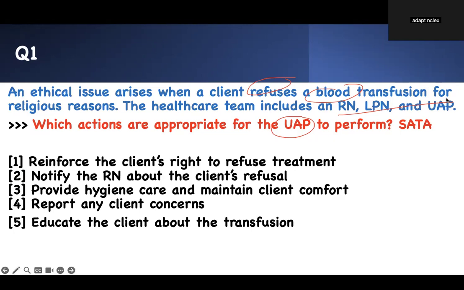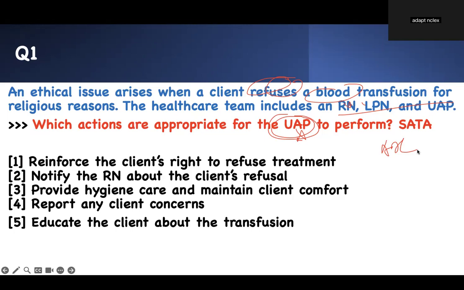Let's break it down. I've already started telling you our breakdown of the question, and I have to connect them. A UAP, blood refusal: what is the role of the UAP? Those are the buzzwords. I'm focused on the UAP. I don't care about the RN or LPN. And about the blood transfusion, the patient doesn't want blood. What do you think they can do? The concept of the UAP is anything that does not require thinking, and the ADLs. That's all.